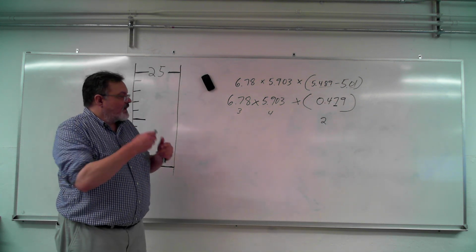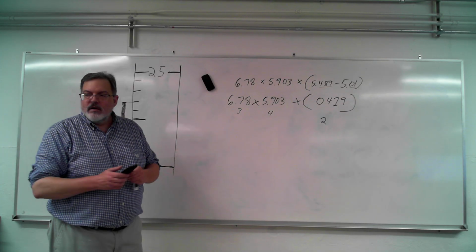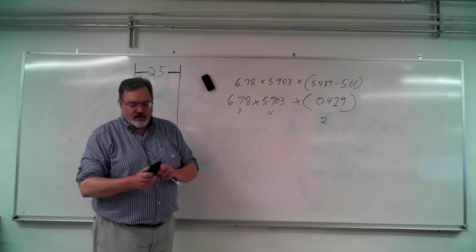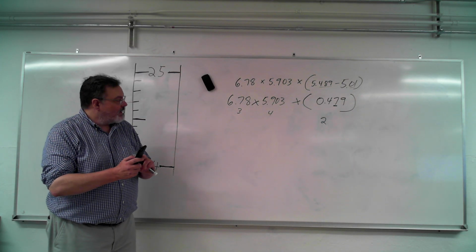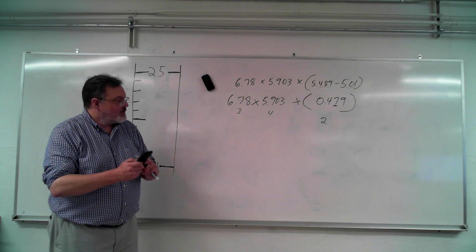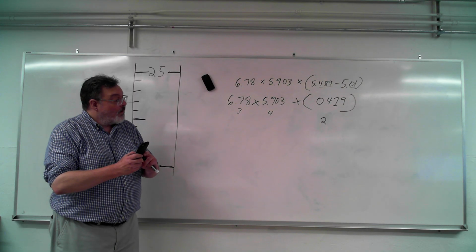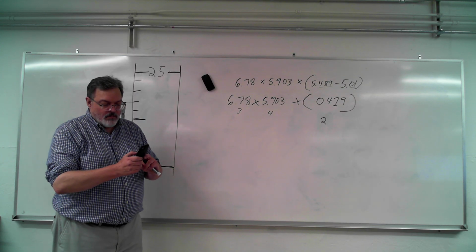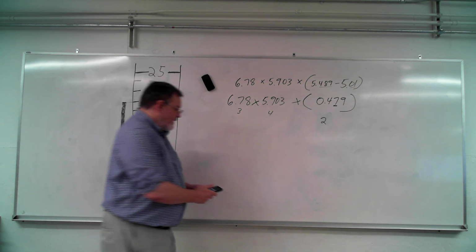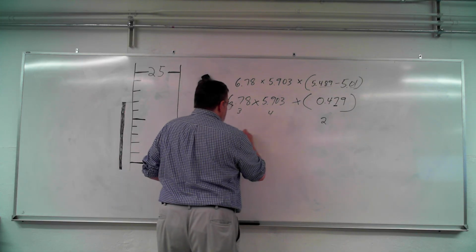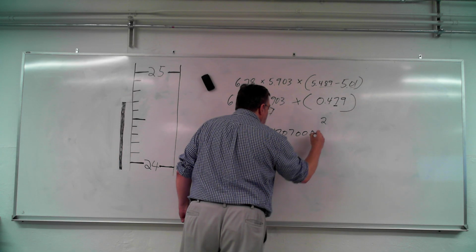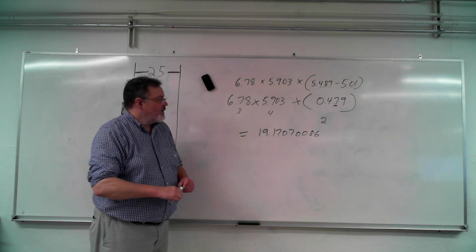All right, so I calculate that. So the calculator, would you put .479? Yes. That's what I mean by keeping this. I'm actually going to put it in the calculator. So I'm going to go 6.78 times 5.903 times 0.479. That's what my calculator says for this overall calculation.